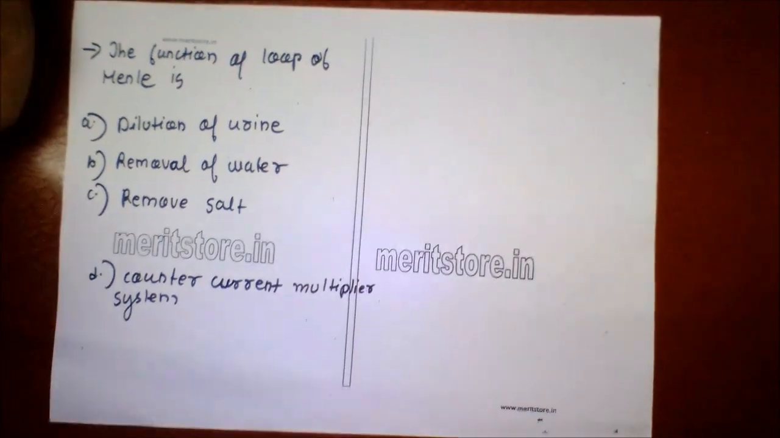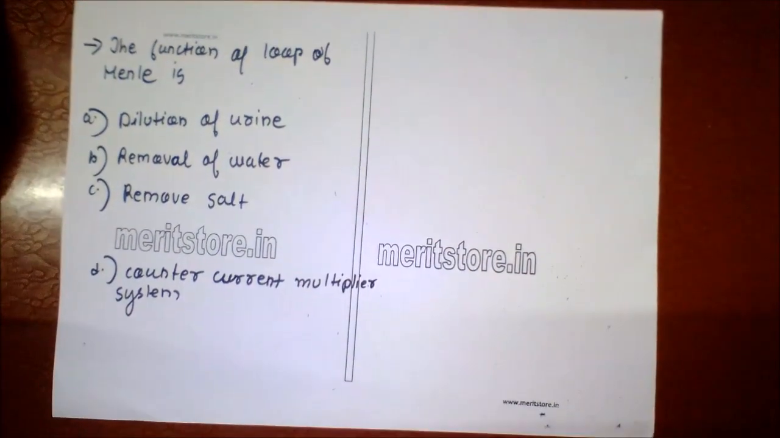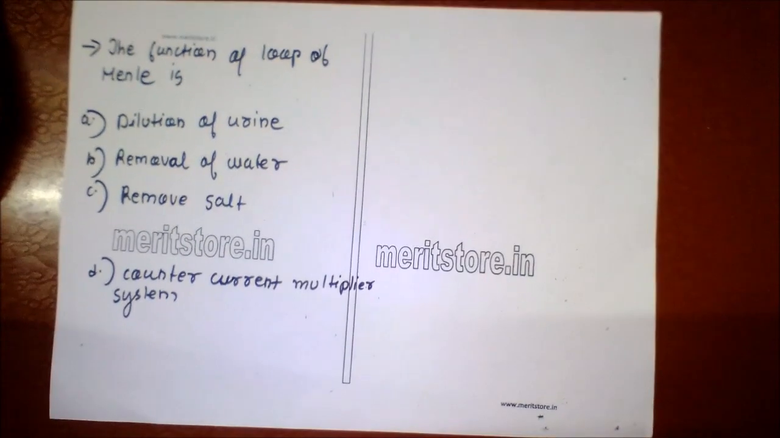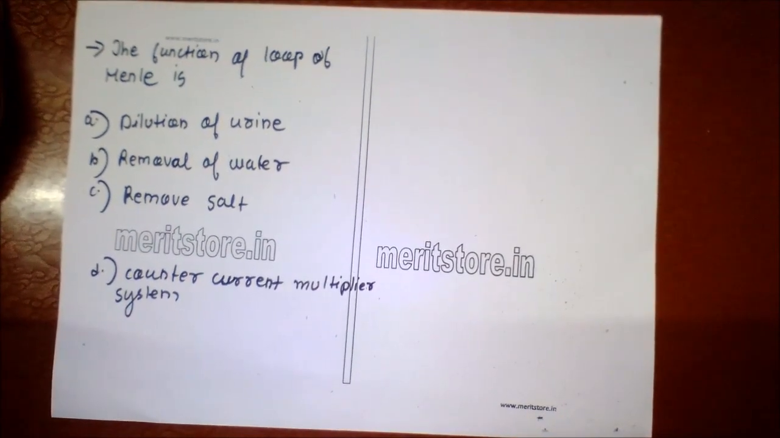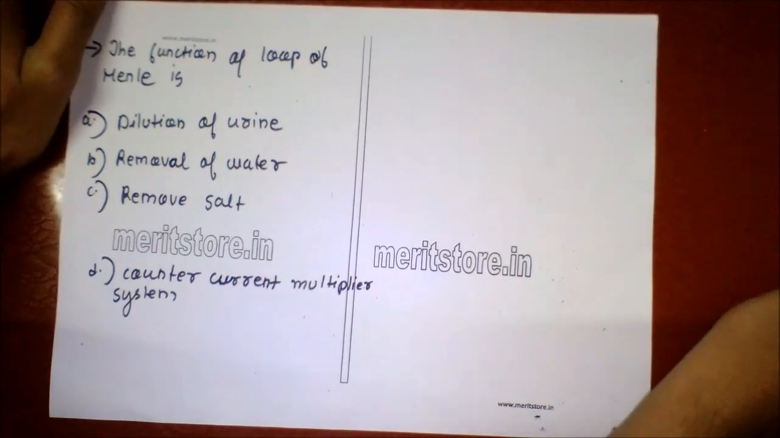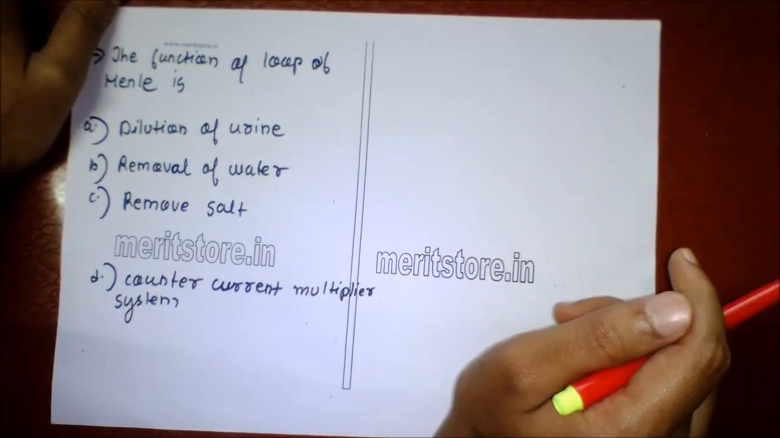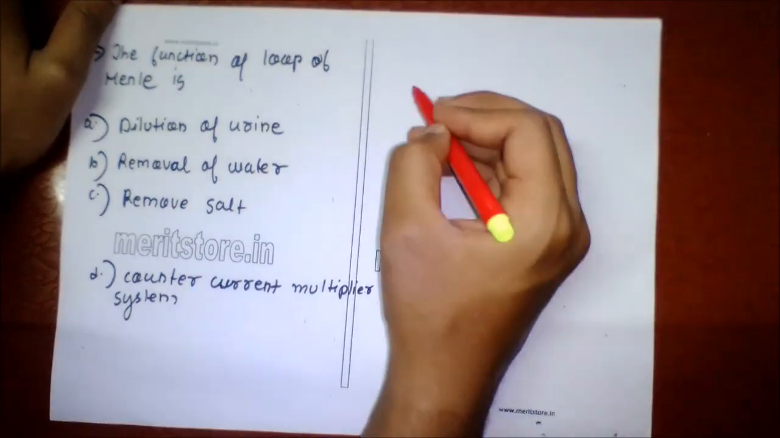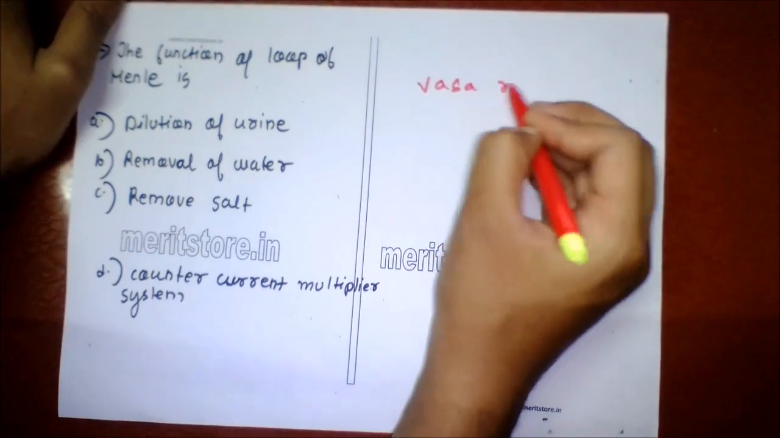Function of loop of Henle is A. Dilution of urine, B. Removal of water, C. Removes salt, D. Countercurrent multiplier system. So Henle's loop plays an important role in the countercurrent multiplier through the vasa recta.